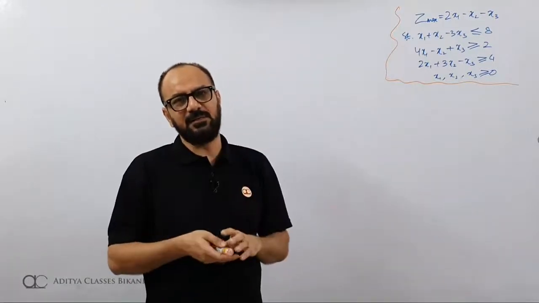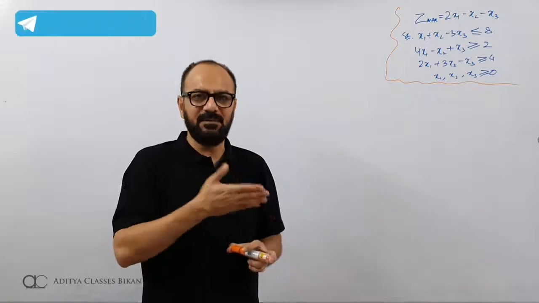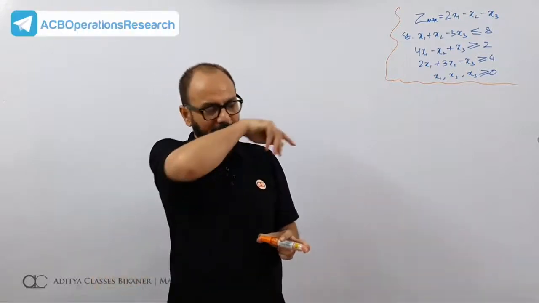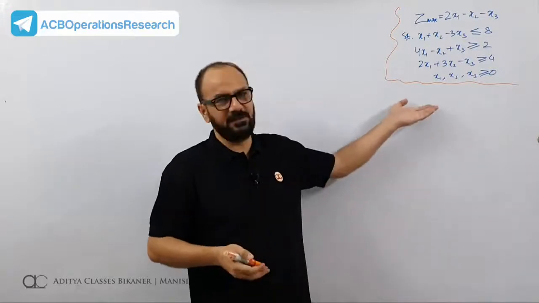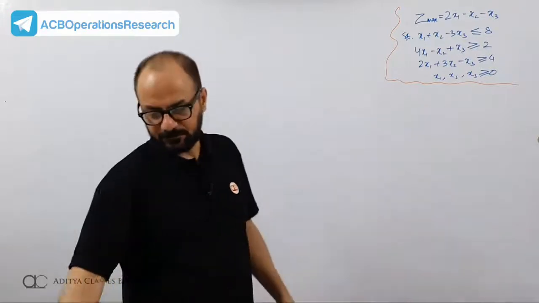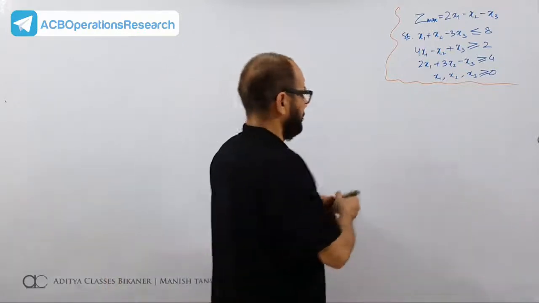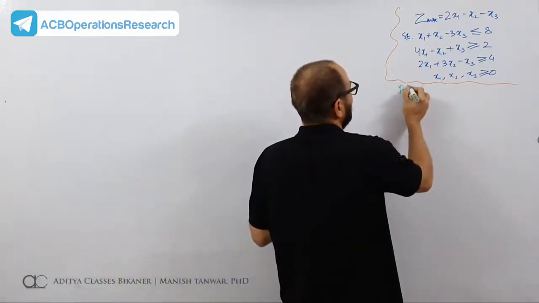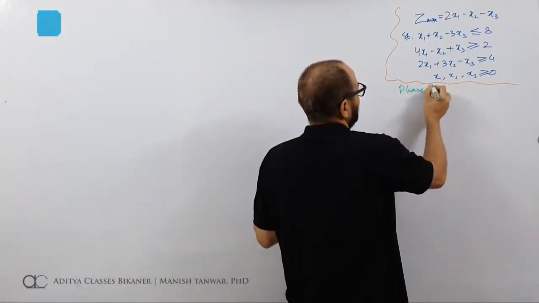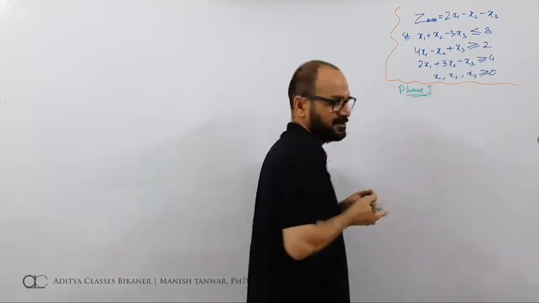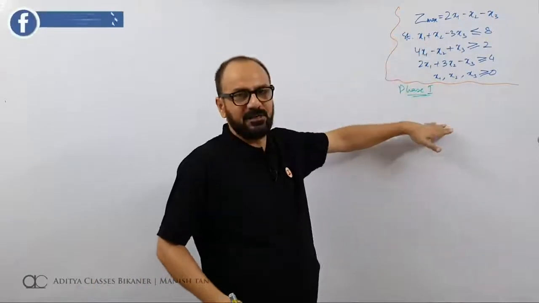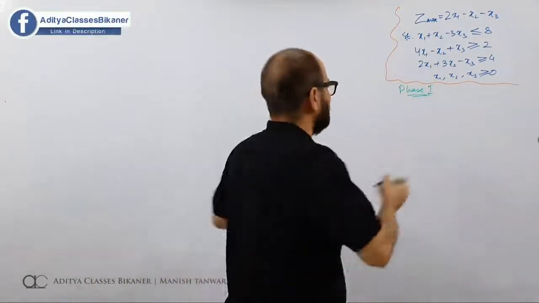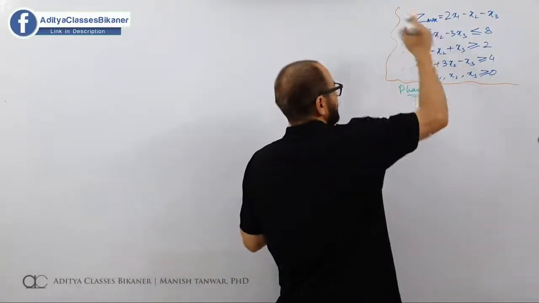And with artificial variables, we either make use of the big M method or the two-phase method. Big M method we have practiced earlier. Right now we are practicing the two-phase method. So let us get on with our first phase, phase one. What is the first phase? Converting this canonical into standard form and thereby solving it using simplex, making use of an auxiliary function.